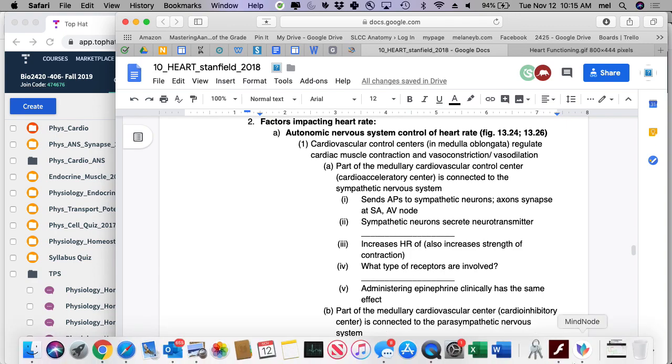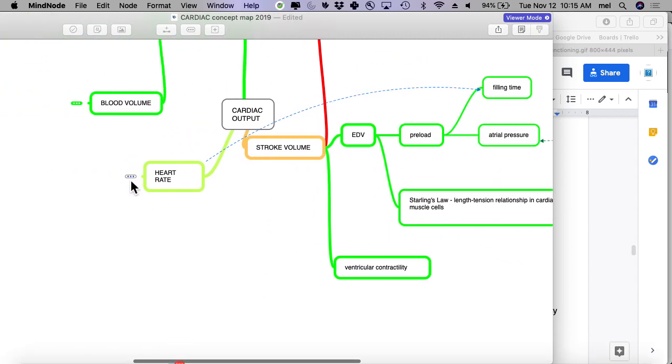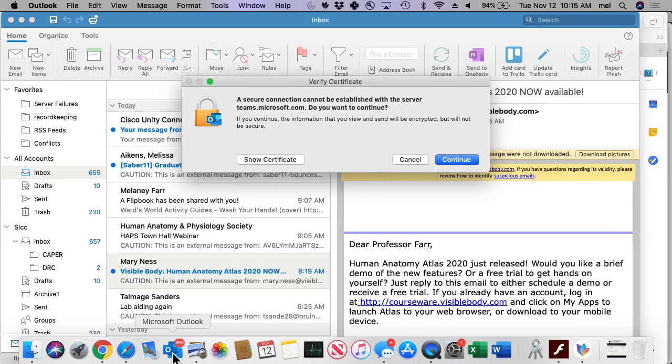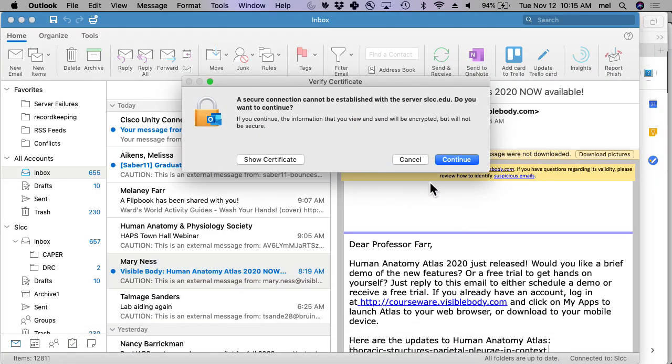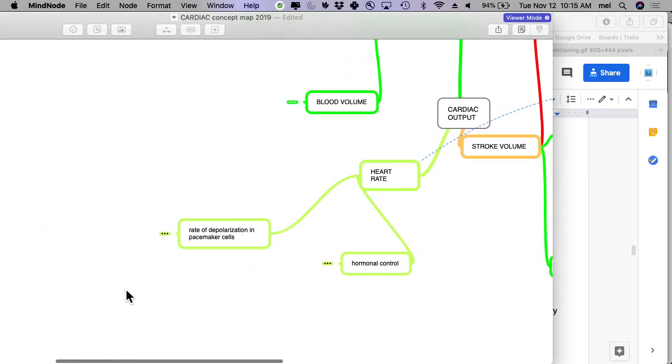So let's look at our concept map real quick and start talking about heart rate. So the things that impact heart rate are, my computer just wants to be a jerk today.